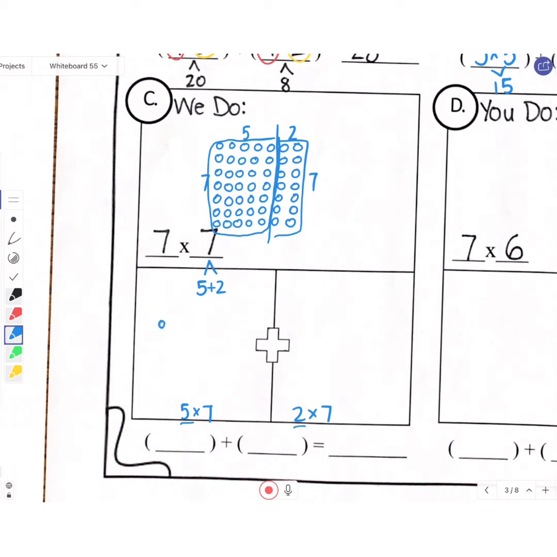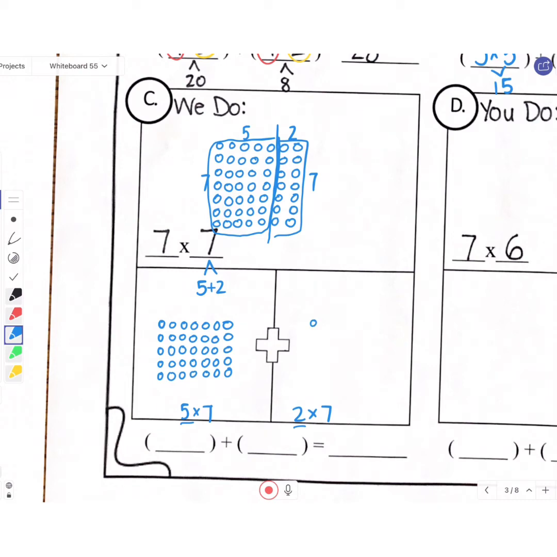So I'm going to draw this array out. 1, 2, 3, 4, 5. And 2, 3, 4, 5, 6, 7. Okay, the next one is 2 times 7.